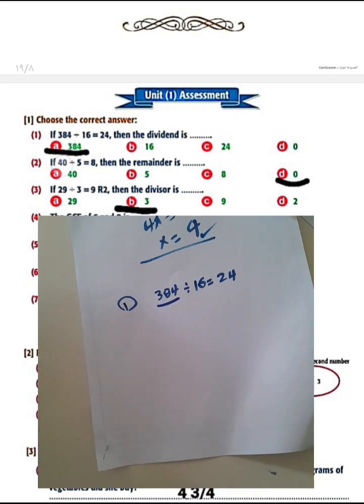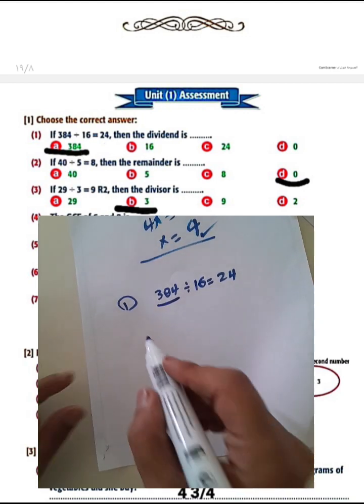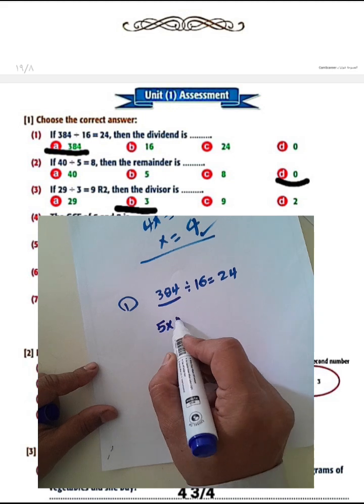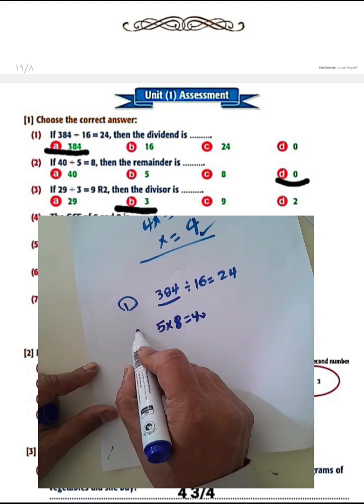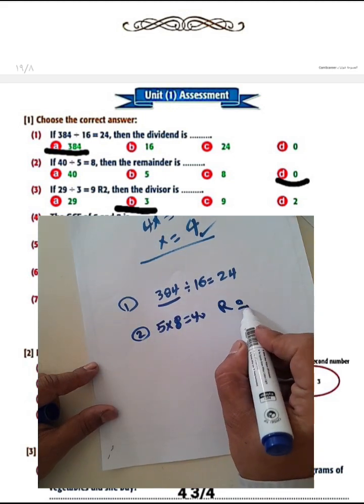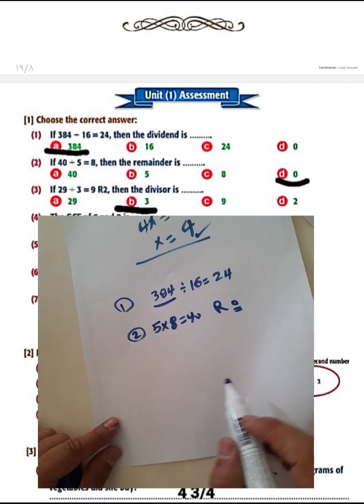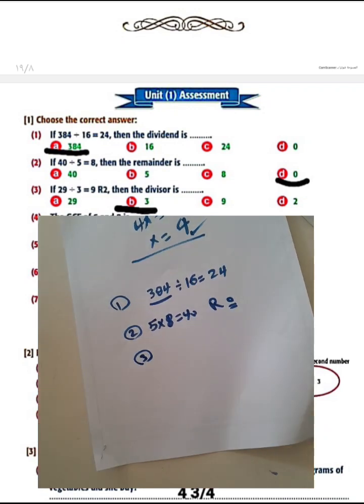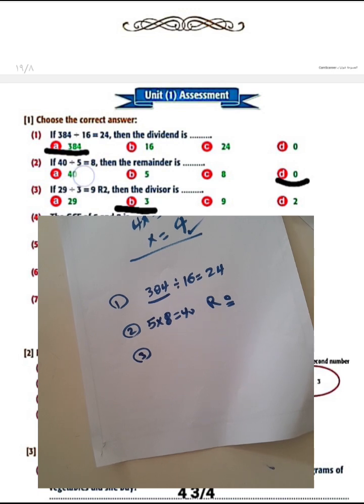Question letter B. If 40 divided by 5 equals 8, then the remainder here equals what? We know 5 times 8 equals 40. Then the remainder will be equal to 0. Question number 3. If 29 divided by 3 equals 9 and the remainder 2, then the divisor here equals 3. We call 3 here the divisor.